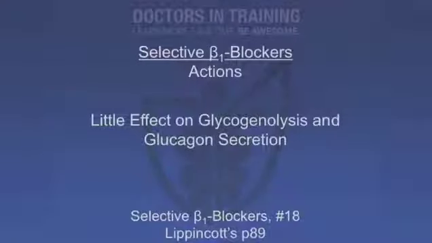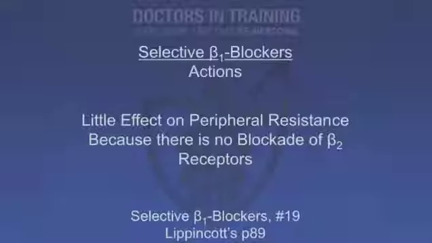Metabolism, so there's little effect on glycogenolysis and glucagon secretion, so you can use these in diabetics a little bit more easily. Peripheral resistance, so there's little effect on peripheral resistance with no beta 2 blockade. So your beta 2 was responsible for some mild vasodilation, so you're not blocking that. So you're going to have decreased coldness of your extremities.